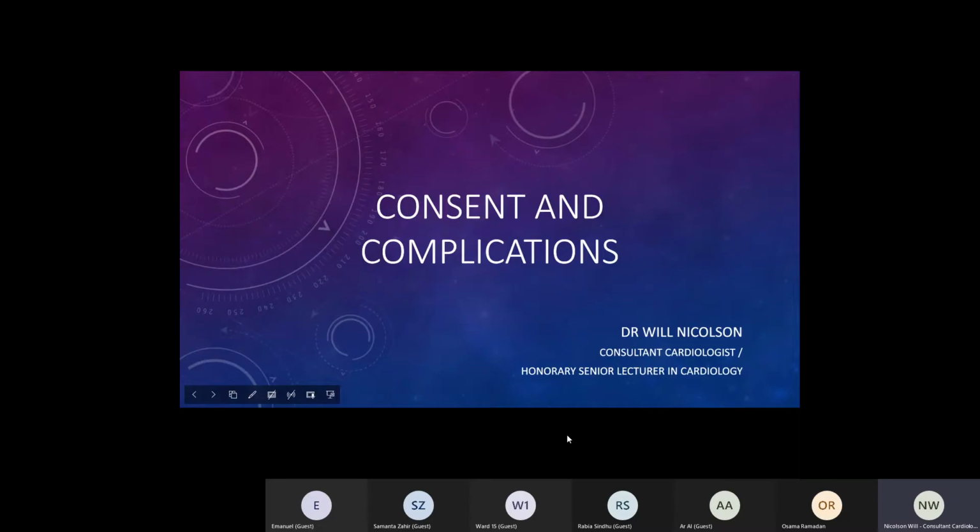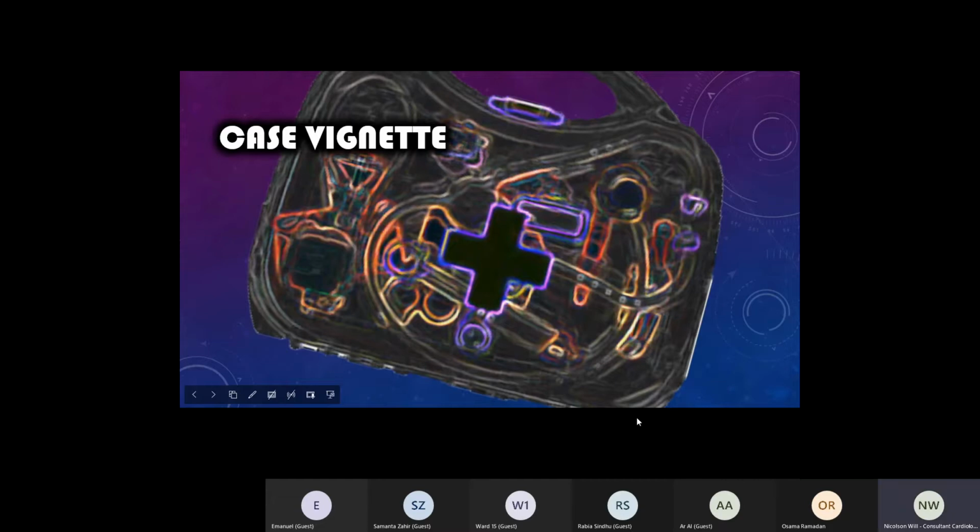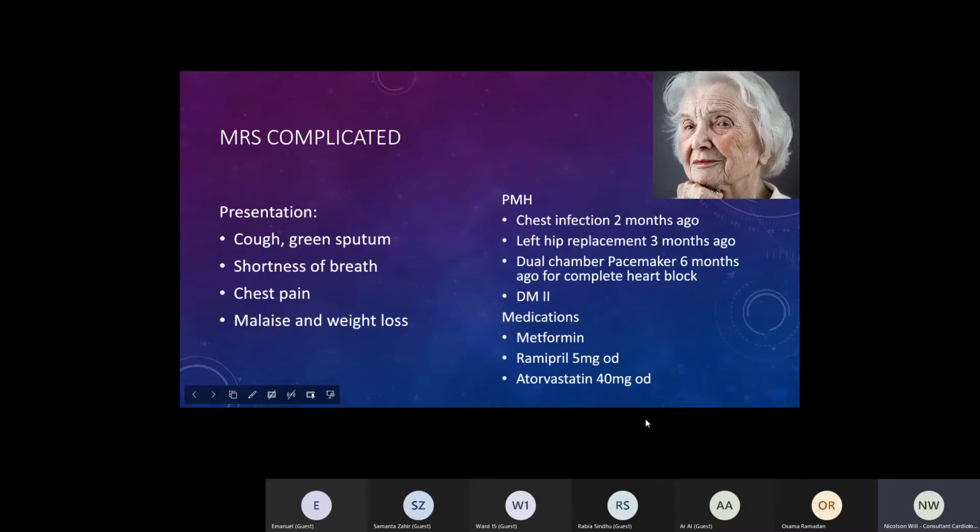Great, so moving on to consent and complications. And just to start the flavour for this, let's have a quick case vignette. Let's imagine a lady, and we are looking after her with her presentation with cough and green sputum and shortness of breath. And she's also complaining of bits of chest pain.